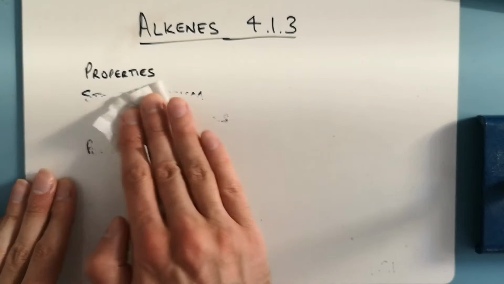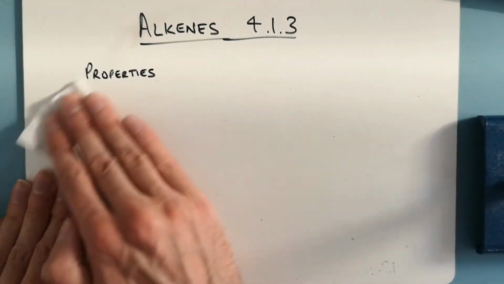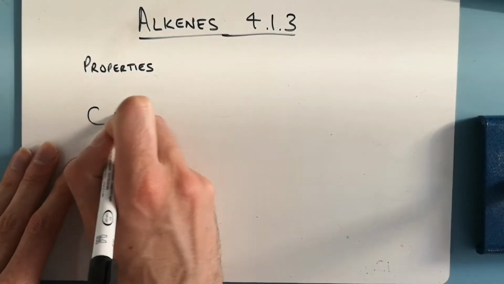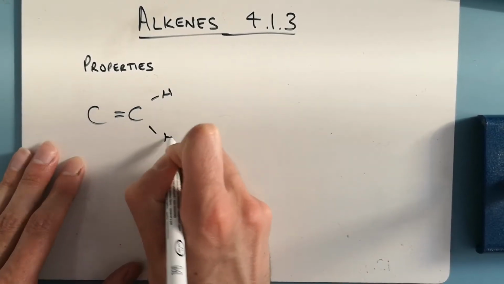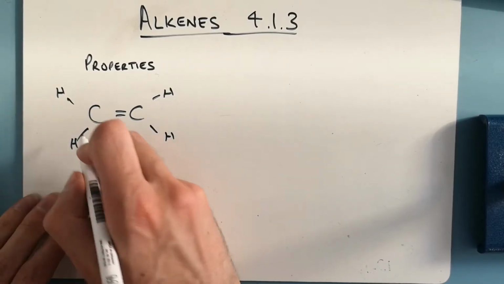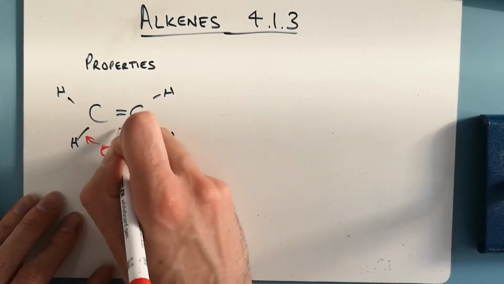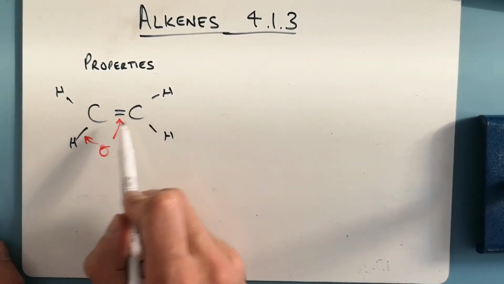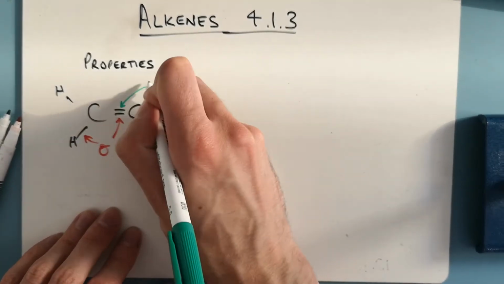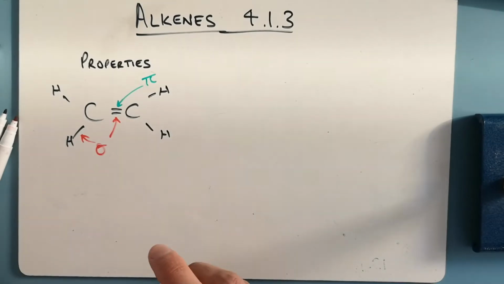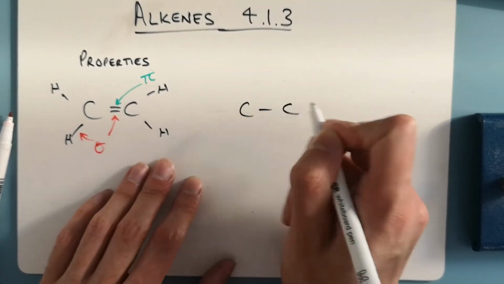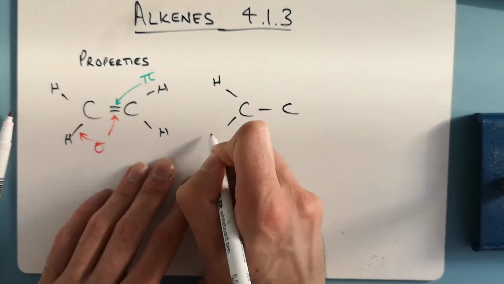So first of all, properties. What we have in alkenes, so we'll just do a very simple ethene, is mainly sigma bonds. So all the CHs and one of the double bonds is a sigma, but the other one of the double bonds is a pi bond. And to show how that comes about, I'll draw a diagram where we put in all the sigma bonds.